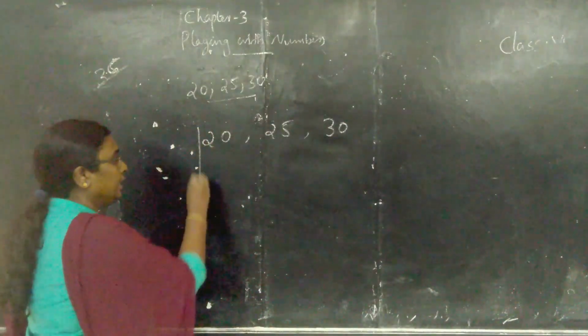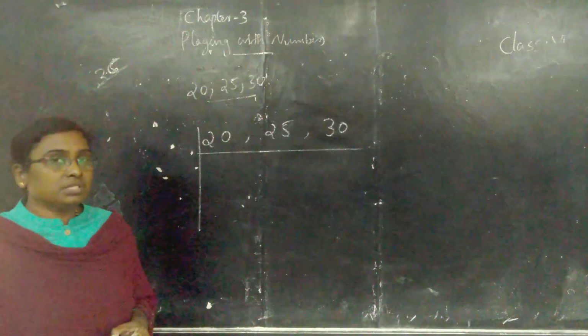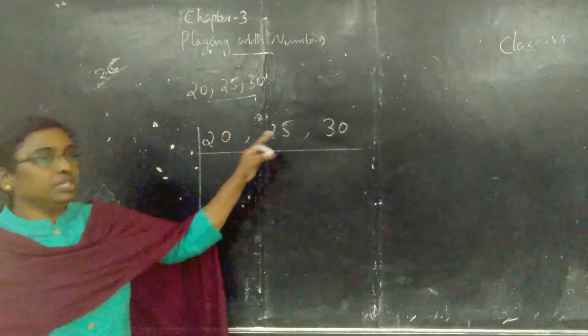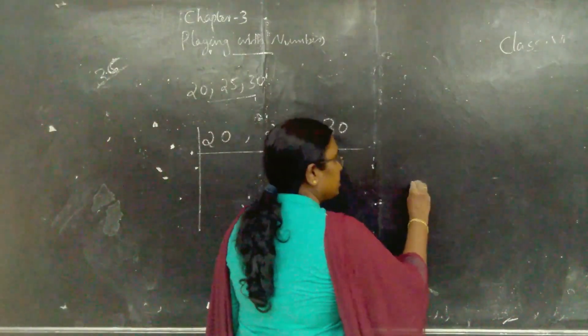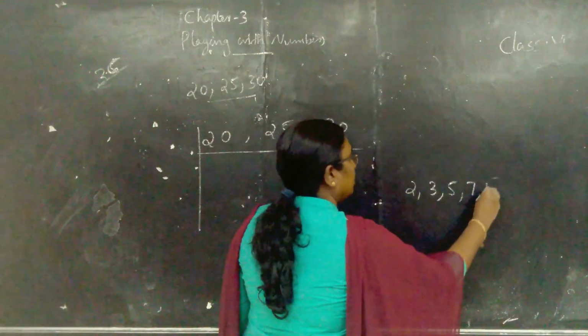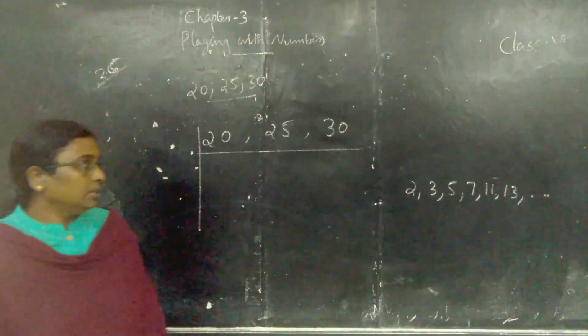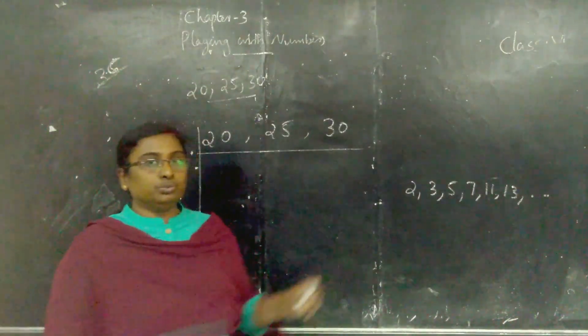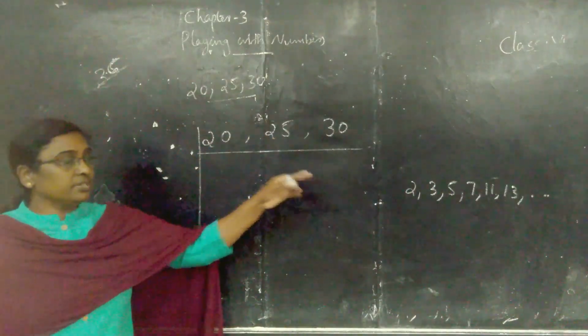Then divide by the least prime number which divides any one of these numbers. You know the prime numbers: 2, 3, 5, 7, 11, 13, etc. The least prime number is 2. Check whether any one of these numbers is divisible by 2.